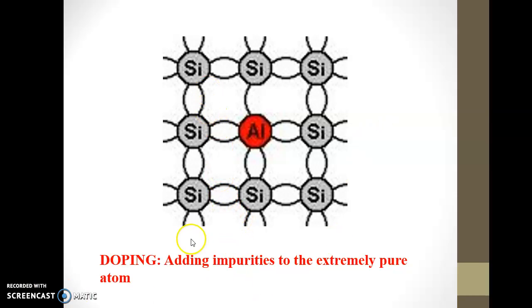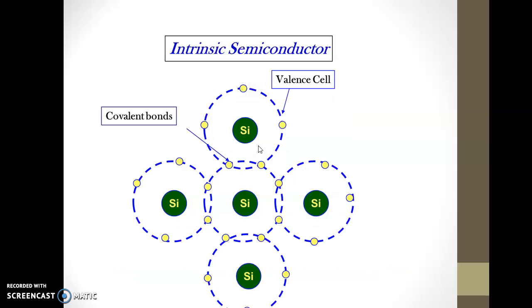Here we have silicon, which belongs to the fourth group. The valence electrons number 4, whereas aluminium has only 3 electrons. So here you see silicon shares all the 4 valencies, 1, 2, 3, 4, whereas aluminium has only 1, 2, 3. So there is creation of a hole. This is how impurities are added to the extremely pure atom. Either the third group or the fifth group will be added.